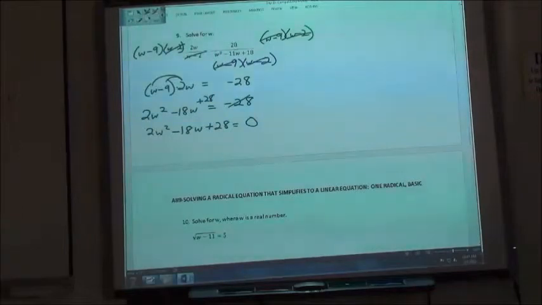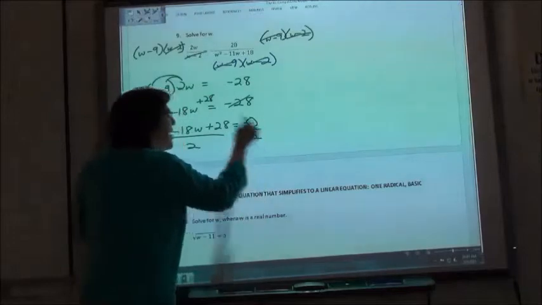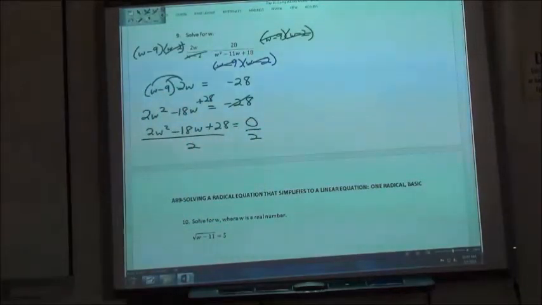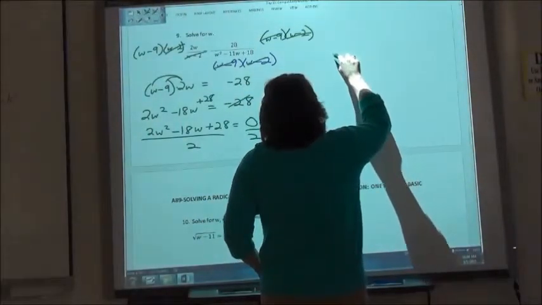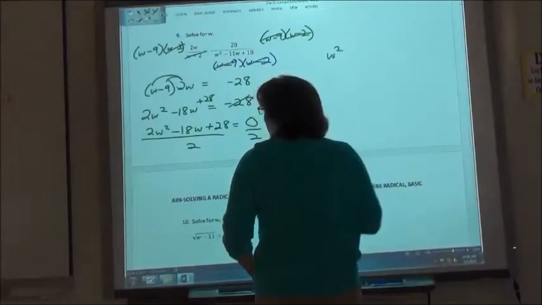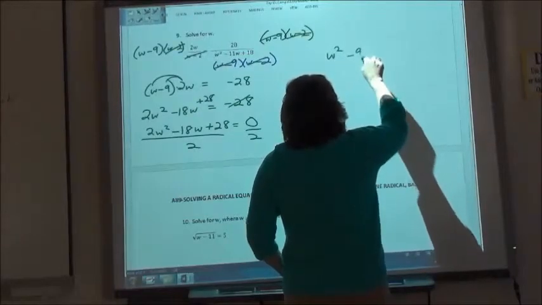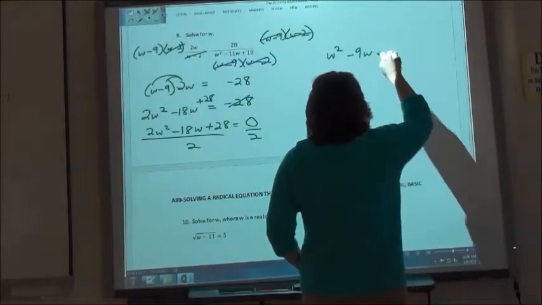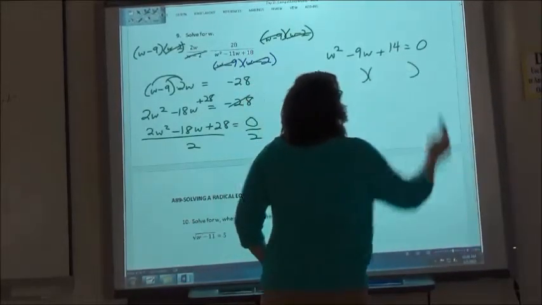Now, what do you notice about all of those coefficients? They're all divisible by 2. We're going to divide them all by 2 to make our problem simpler. So if I divide them by 2, you're going to get 1W, so W squared minus 9W plus 14 equals 0. Now we can factor.